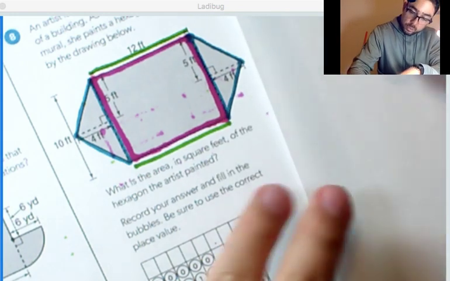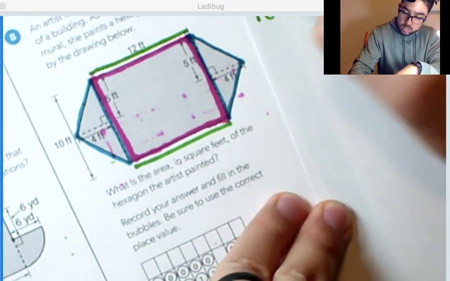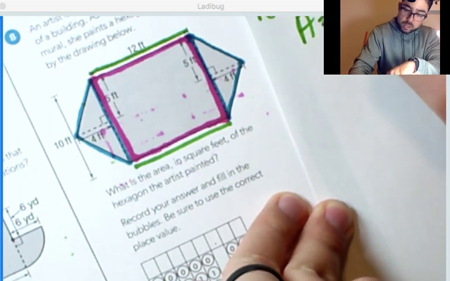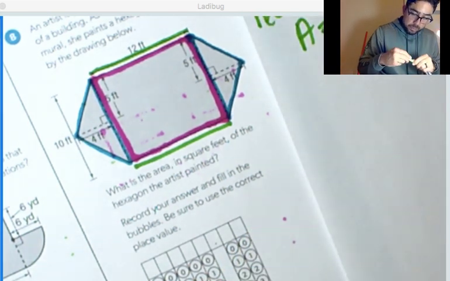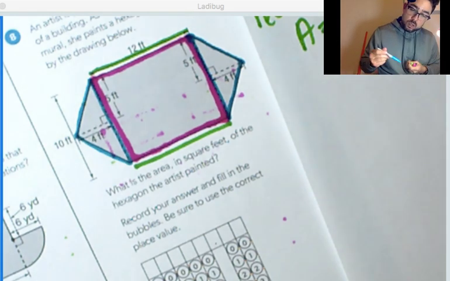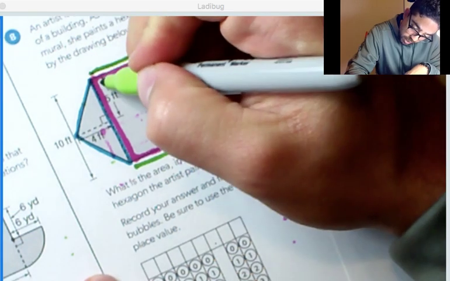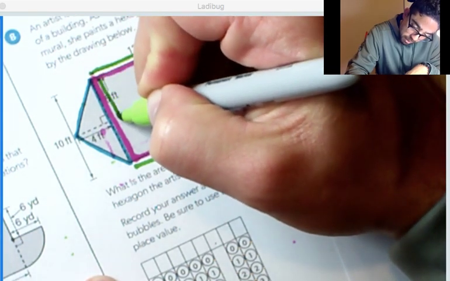So we're looking at the rectangle. Area equals base times height. Area equals 12. And then the height of this rectangle we're looking at, this is 5 feet.